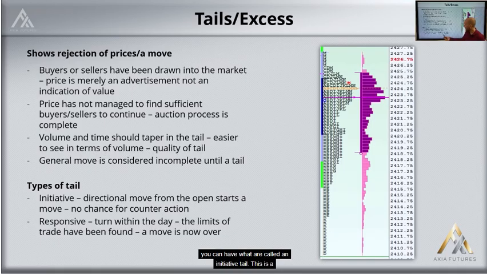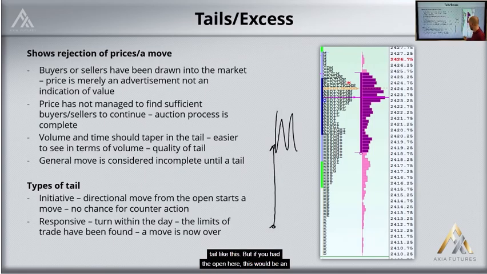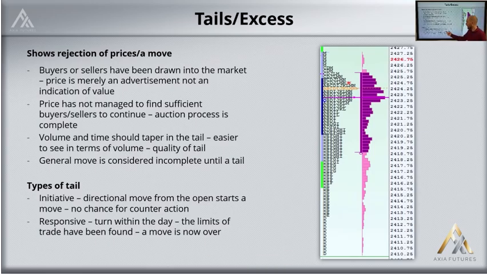Now, you do get different types of tail. You can have what I call an initiative tail. This is a situation where a market opens and then drives straight up and trades up here. So this creates a single print tail like this, but if you had the open here, this would be an initiative tail. The market's open, people have come to the conclusion that this is not a good price to be trading anymore and immediately show initiative and drive the market away from that point. So that's your initiative tail. Decision gets made quickly, value establishes somewhere else.